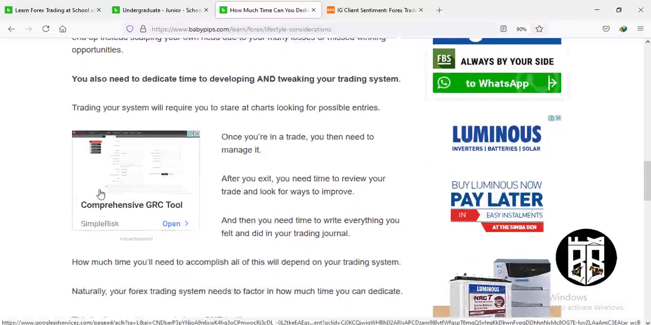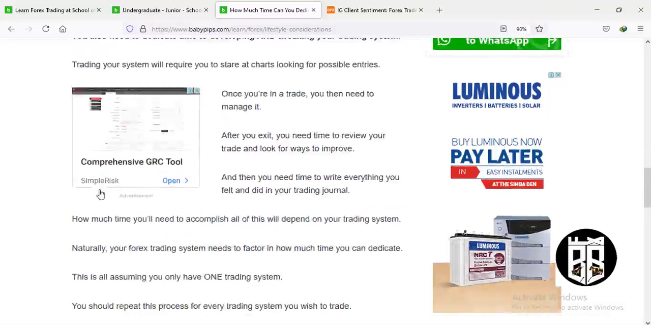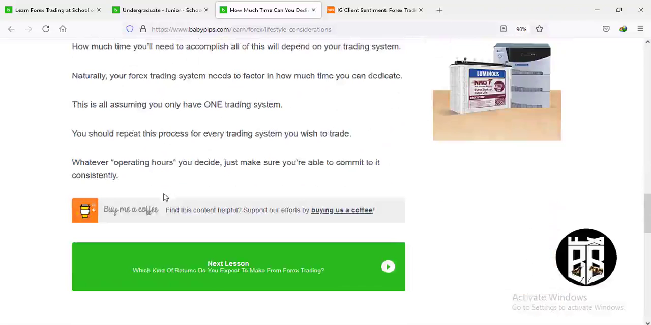You also need to dedicate time to develop and tweak your trading system. Very, very important. Doing that requires looking at the charts for possible opportunities and entries. Once you're in the trade, you need to manage the trade. All this takes time. After you exit, you also need to review your trade and look for ways to improve. You do all of this when you write your day's activities in a trading journal. It's going to help you a lot.